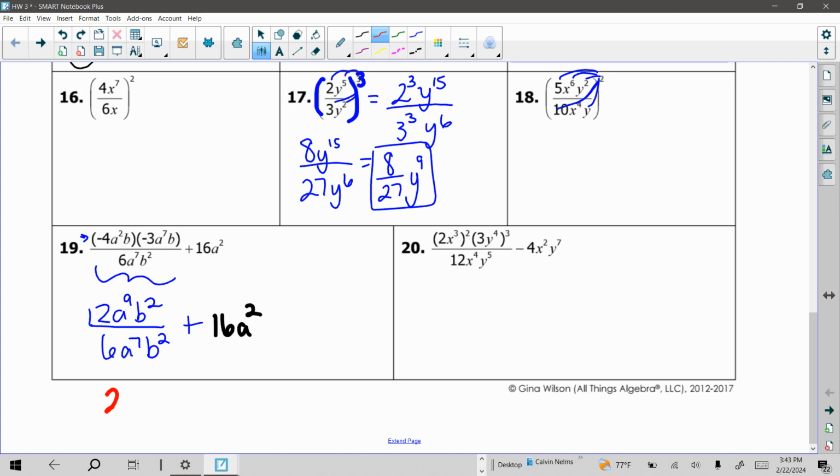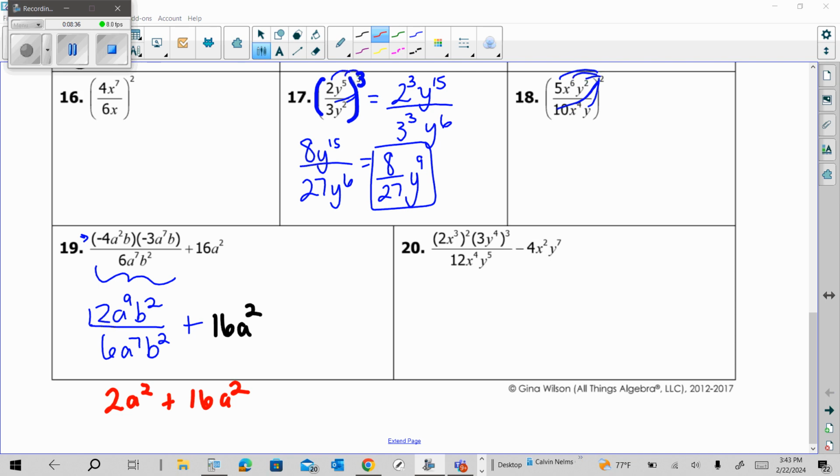That gives me 2a squared, and then our b's cancel. And now I'm adding that to 16a squared. And now we have our answer, because we just combine those like terms.